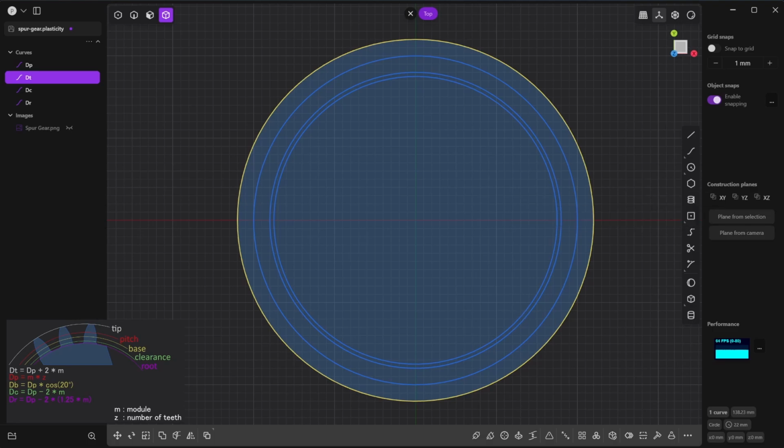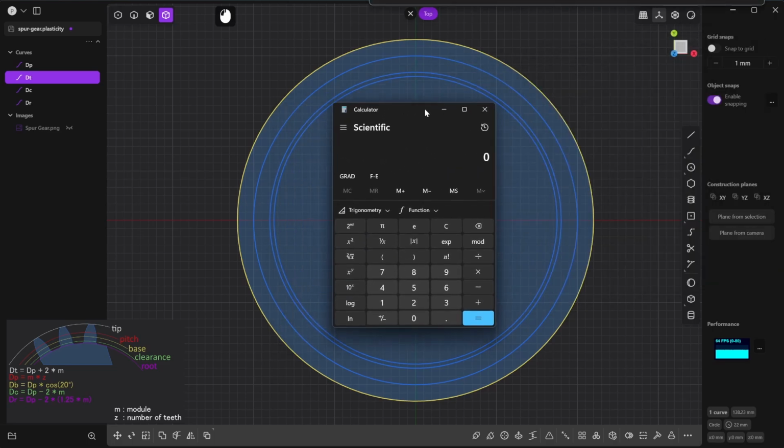Okay, so I'm going to bring the calculator and we will calculate. So the diameter of the pitch is 40, and we'll need to multiply it by cosine of 20. The cosine of 20 is 0.95, okay, and I'm going to multiply this by 40.